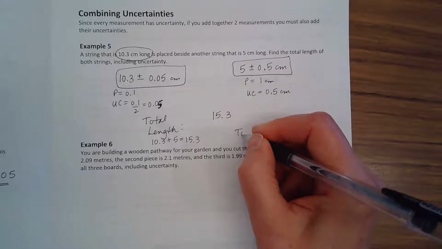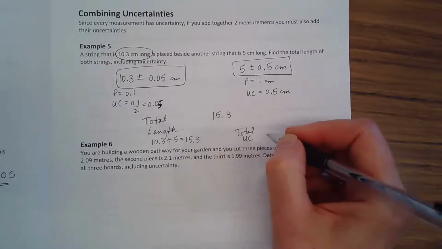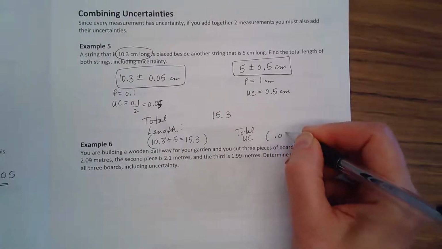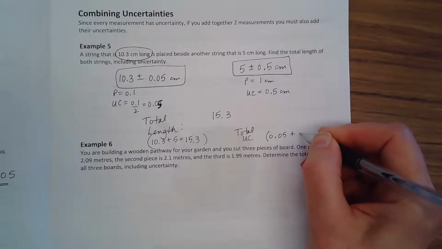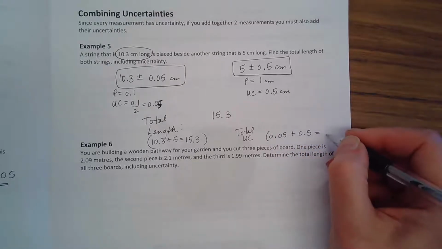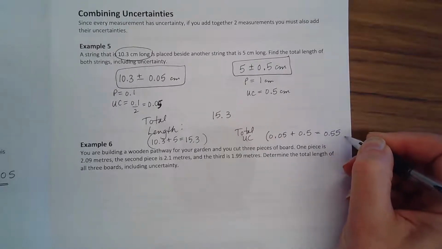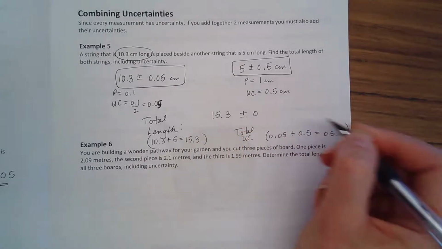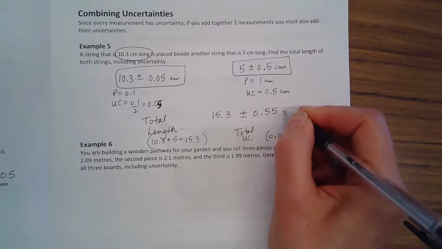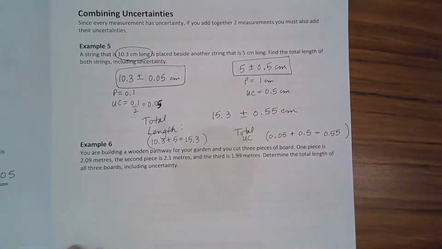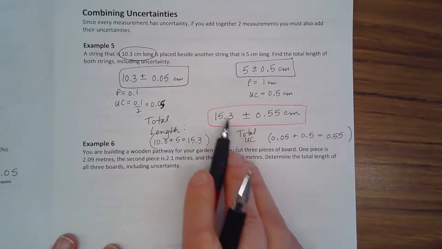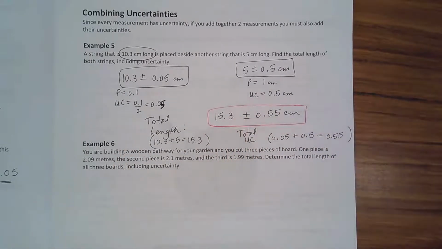Let's do the total uncertainty. What will the total uncertainty be? 0.05 plus 0.5 is 0.55. Okay, so that is my final answer. So just add the measurements, but you have to find the uncertainties separately and then add the uncertainties.